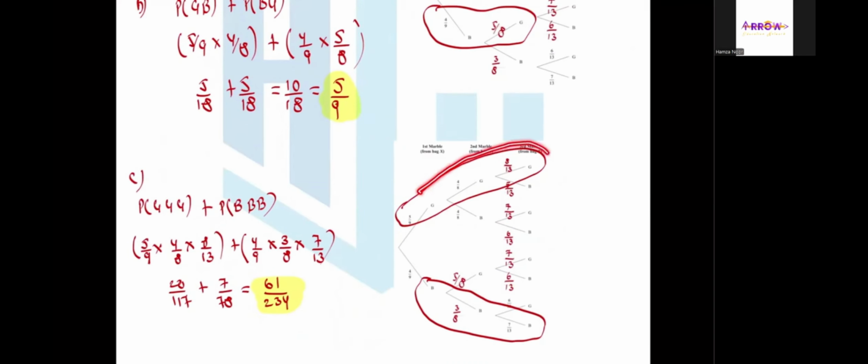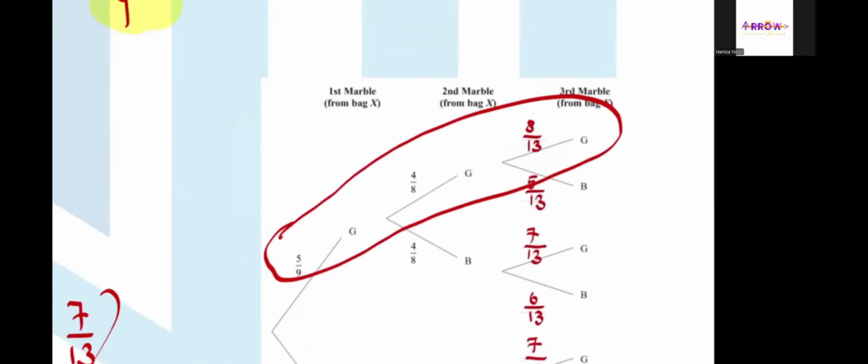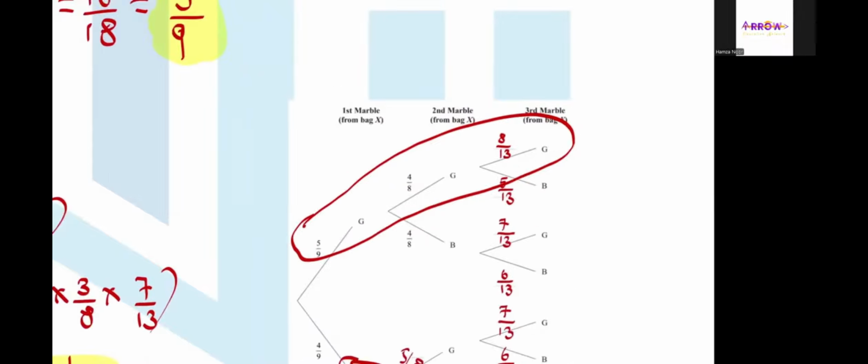So green, green, green, of which the first two are from bag X and the third one is from bag Y, or you can say blue, blue, blue, out of which the first two are from bag X and the third one is from bag Y. So either green, green, green or blue, blue, blue. This means 5 over 9 into 4 over 8 into 8 over 13.